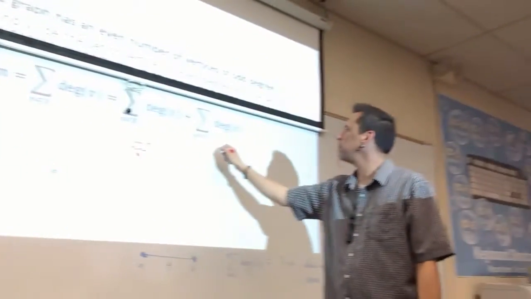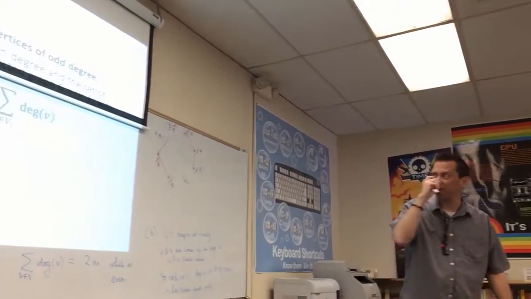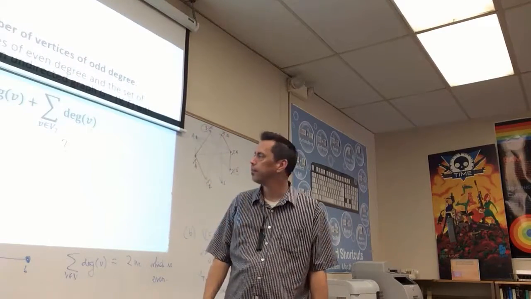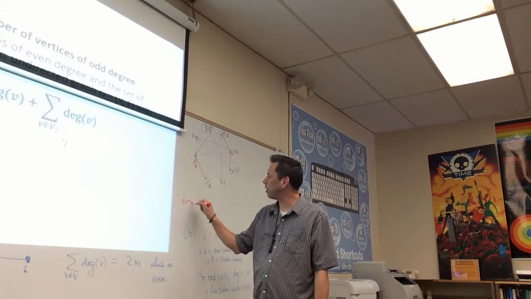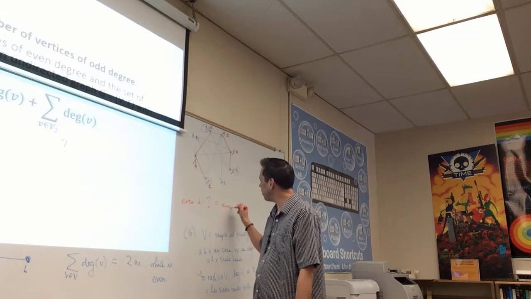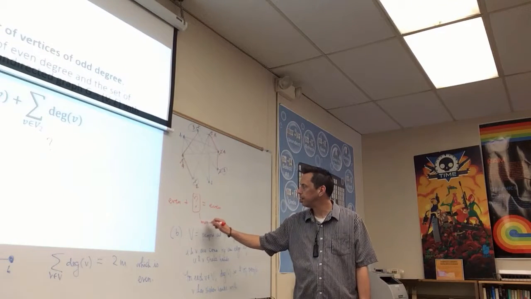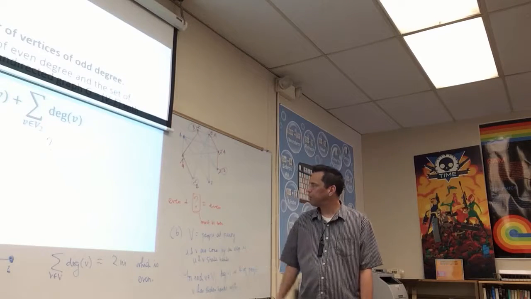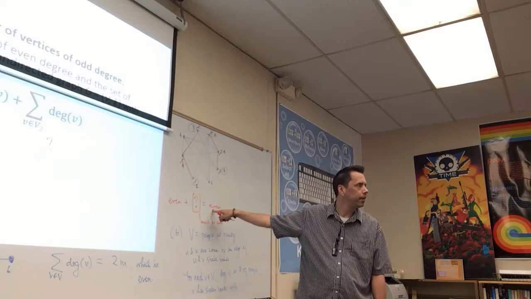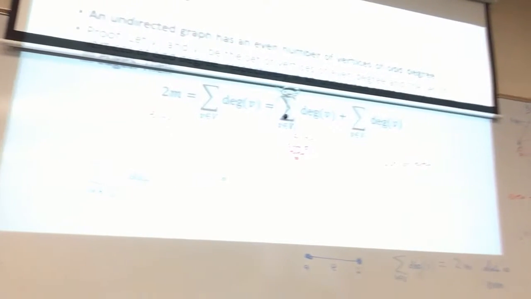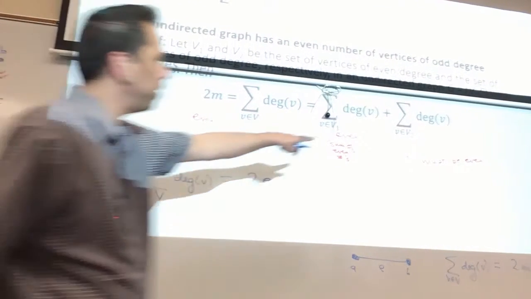Okay? The number that we don't know about, that the theorem is about, is this number here. And so what we've just found is that an even number is equal to an even number plus that mystery number. All right? So when you add an even number and a mystery number and get an even number, what kind of number does the mystery number have to be? It has to be even. If it was odd, this number would be odd, right? And that's exactly what we're trying to prove, because these are the vertices of odd degree.